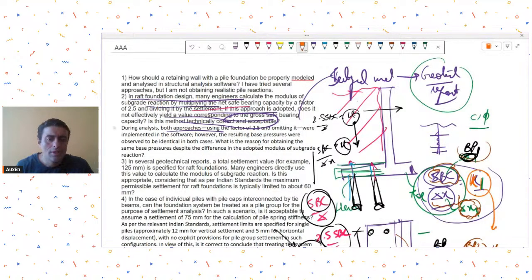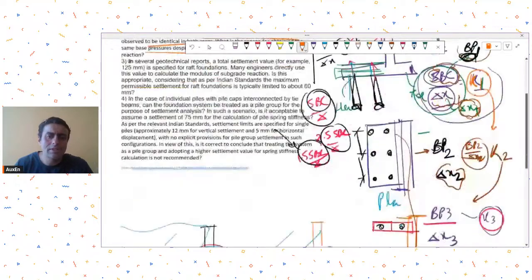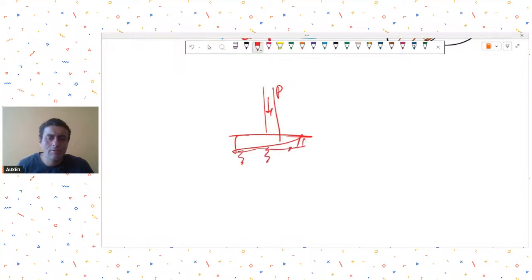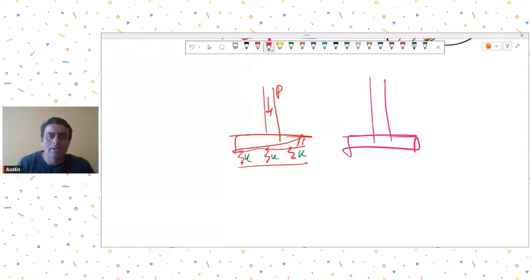Okay. Then he is asking what is the reason. However, the resulting base pressure was observed to be identical in both cases. What is the reason for obtaining the same base pressure? See, you must understand very basic mechanics that the k value is nothing but a spring constant. So if you are applying some P, and here you have put some K. K is nothing but the spring constant of the spring, and let's say you had another footing where the same P value was used, but this time the spring stiffness was something different, K2.